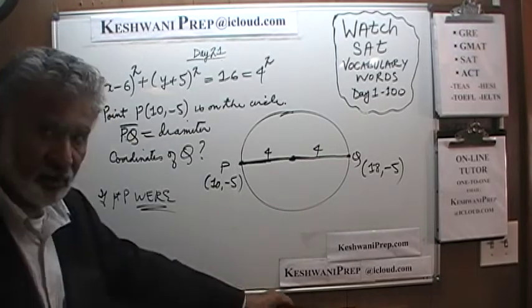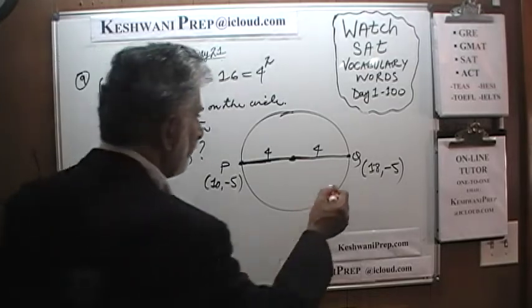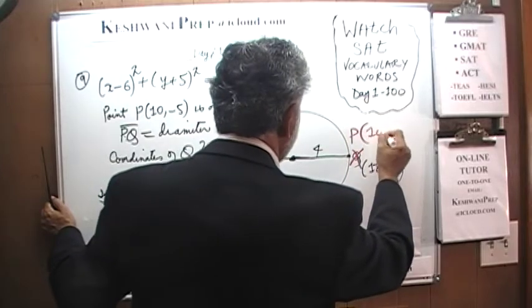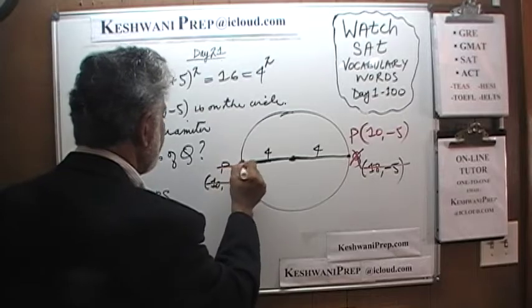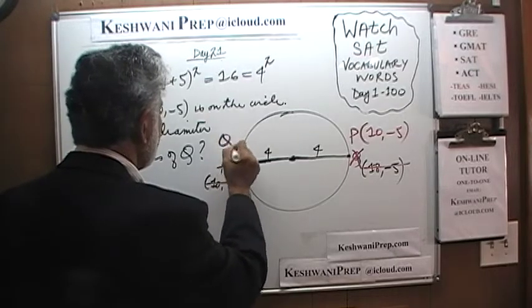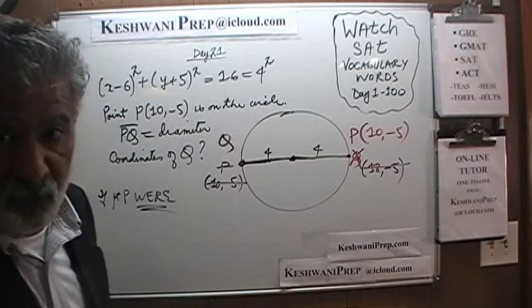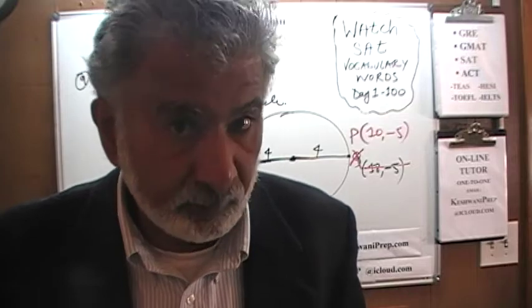So let's just redo it. Instead of crying about it, let's just redo it. Let's put point P here, 10 and negative 5, and we're going to put point Q here. There you go. Now we can figure out the coordinates of point Q, and whatever the coordinates work out to be, it's going to be one of the answer choices, because those are the only two possibilities.